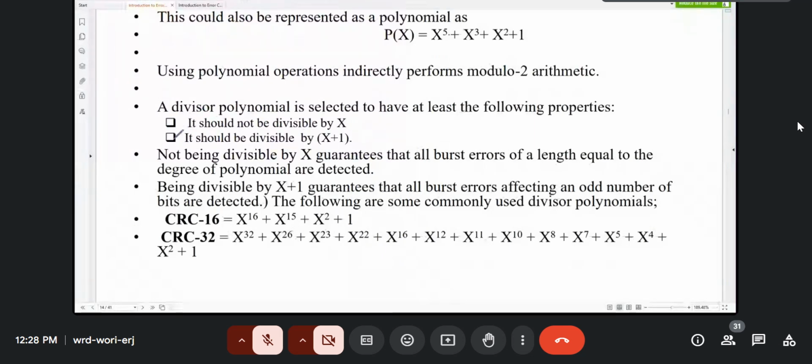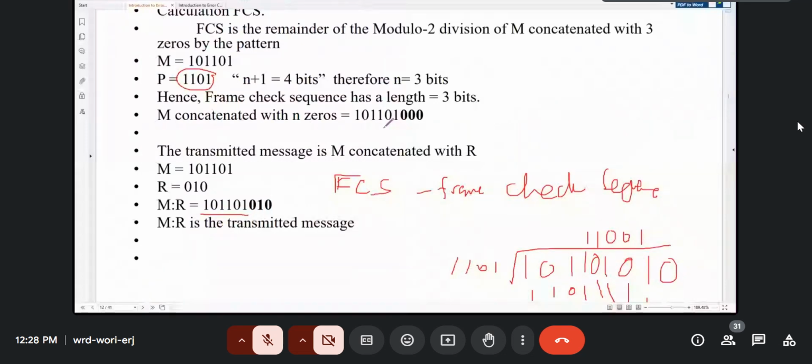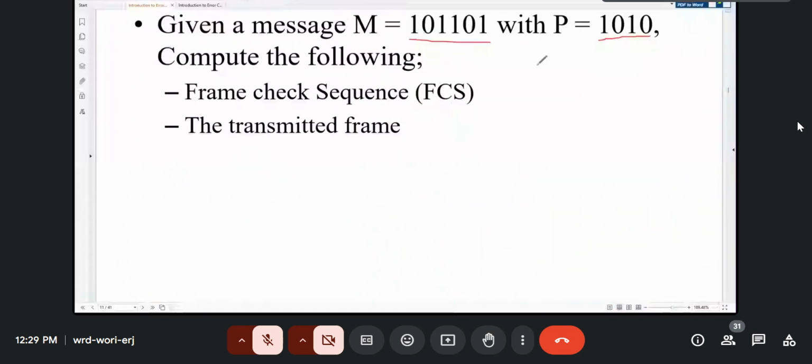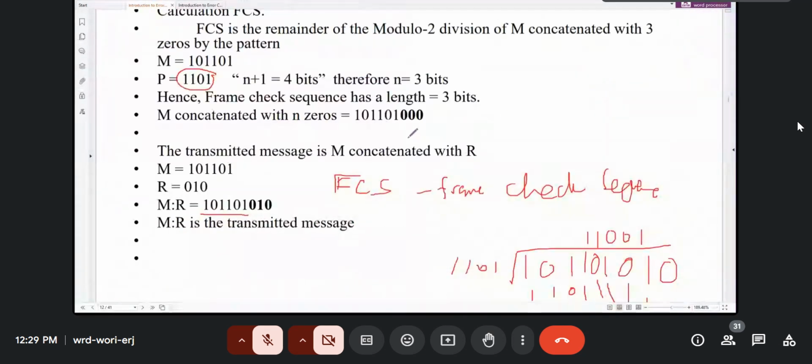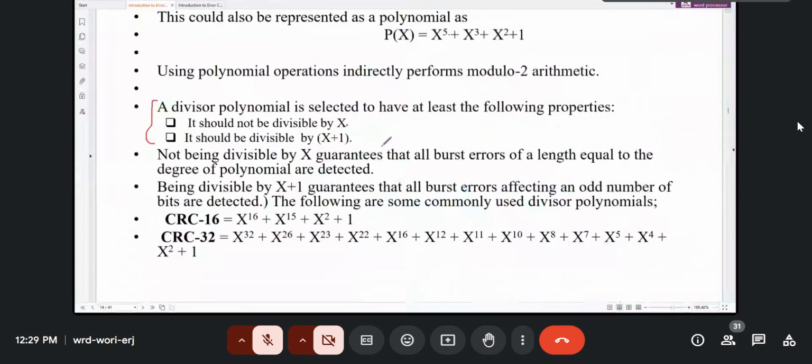So you need your pattern to be such that it should not be divisible by x. It means you cannot use this pattern which I had mentioned somewhere here. You can't use this because it is divisible by x, because this is simply x cubed plus x. So you can't use this pattern, which is equivalent to this polynomial, because it will not be able to check errors. So one of the most important things, it should not be divisible by x.